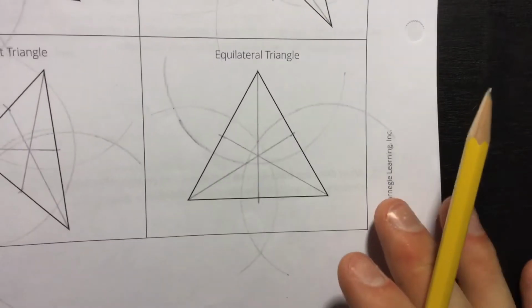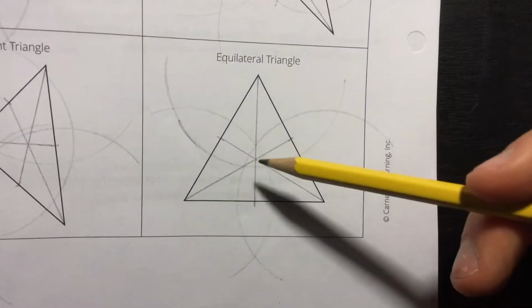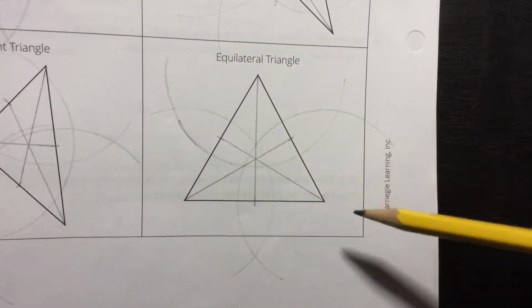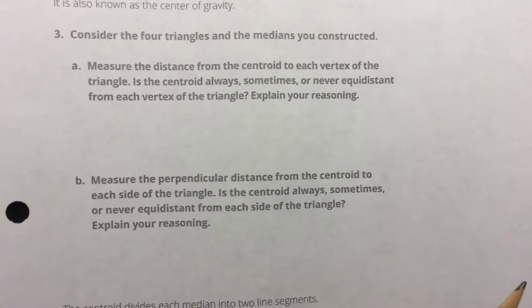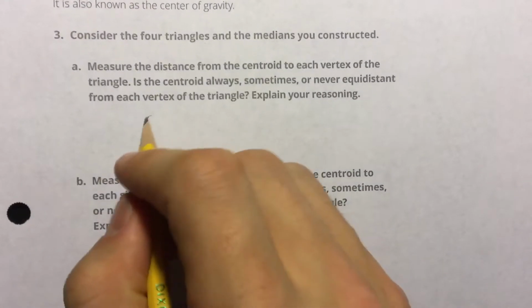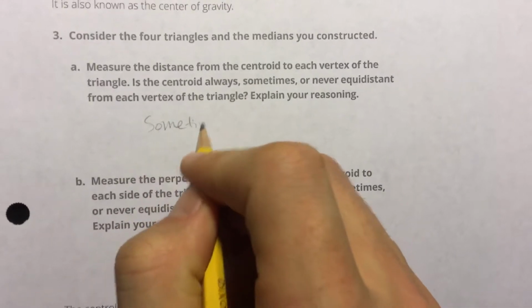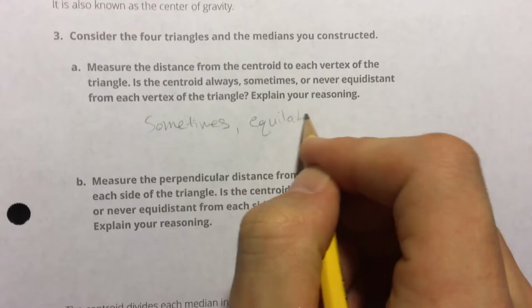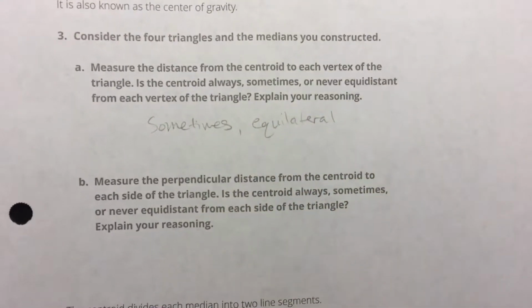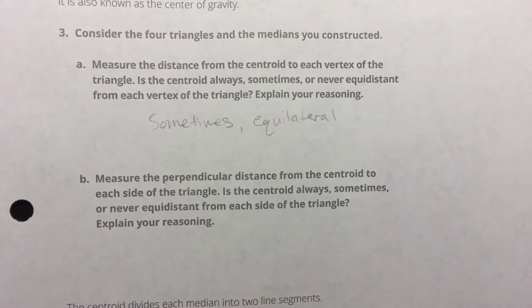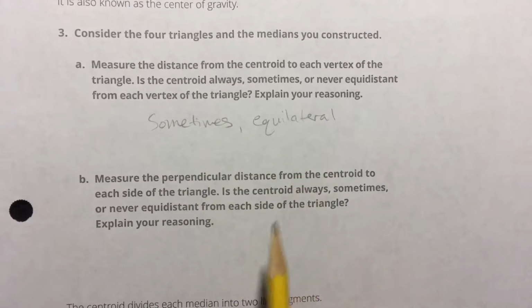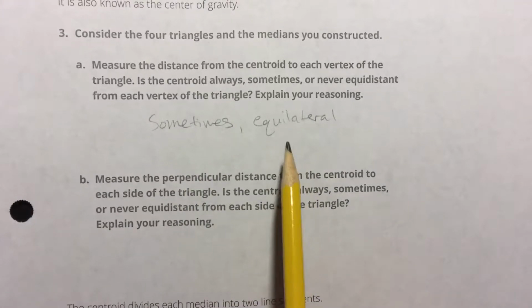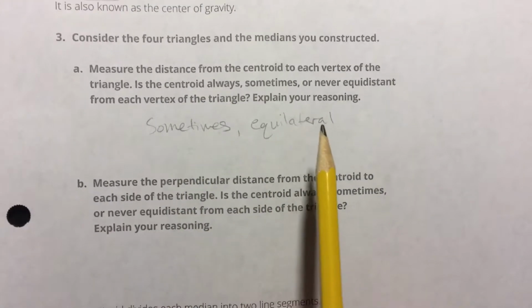Okay, and then for the equilateral triangle, it does appear as though that is the case, that these are all equal. So just like the last couple, the equilateral triangle saves it from being a never to being a sometimes. And then when you explain your reasoning, you would talk about how the centroid of the equilateral is equidistant from all the vertices.